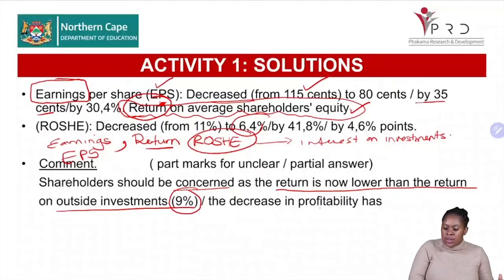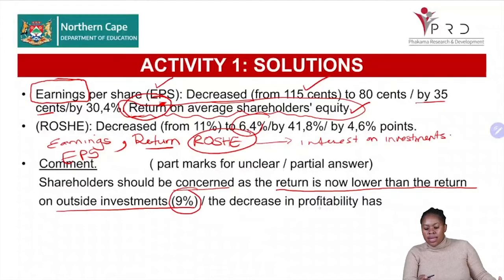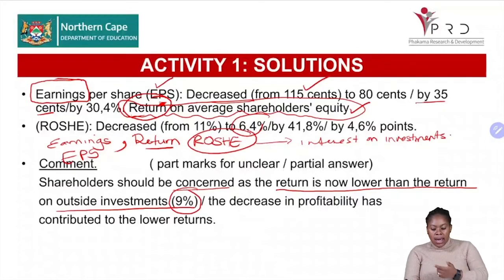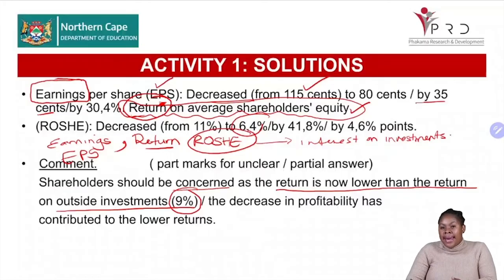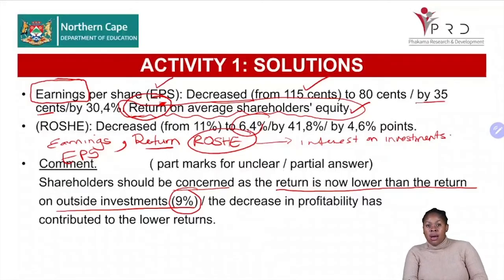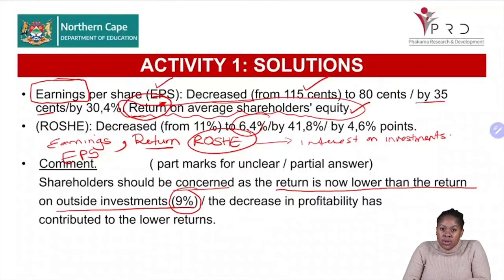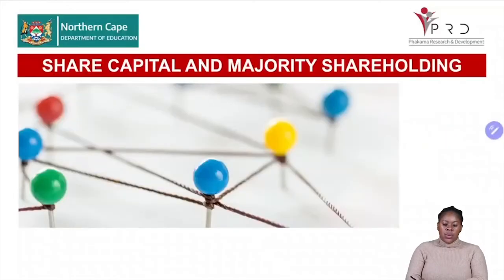So there was a decrease in profitability as well. That is also something that you can mention, and that's why we are having a lower return. As we've highlighted, the earnings per share was how much? 115 cents, and now it decreased to 80 cents. So our profitability is not as high as the previous financial year. All right. So that is what we are looking at.